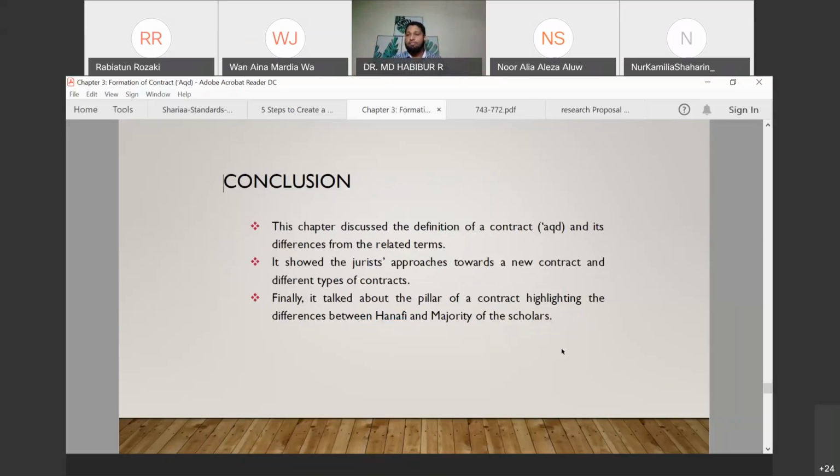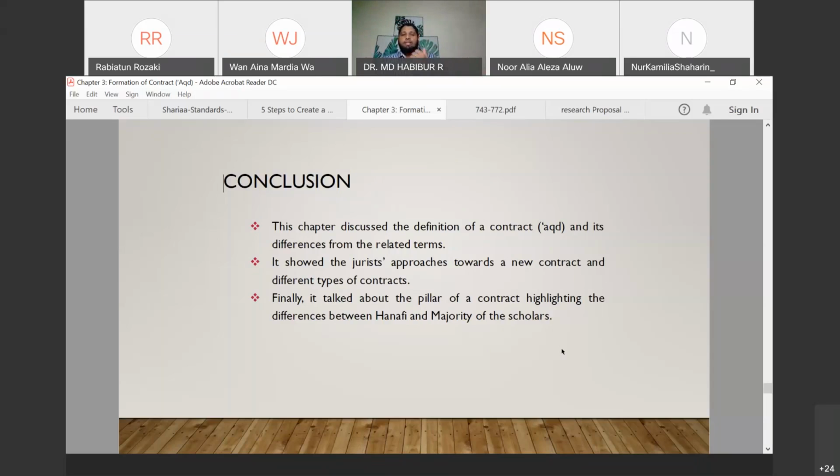We discussed the difference among the terms related to the contract: wa'ad, mu'awada, iltizam, and tasarruf. And then we discussed the scholar approach to the new contract. We said the Zahiri school is quite strict to accept any new contract, because they always refer to the textual meaning. But other schools are quite flexible, because they refer to the maqasid as well, to the meaning of the text as well.